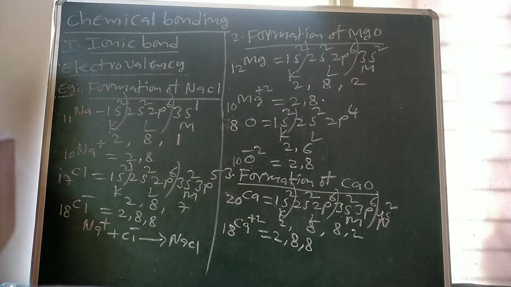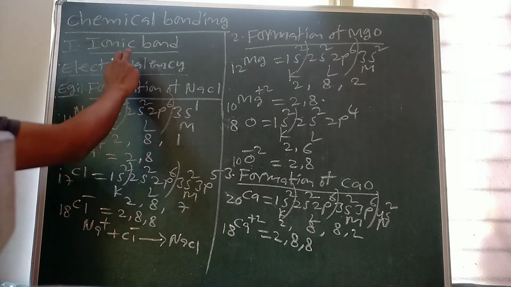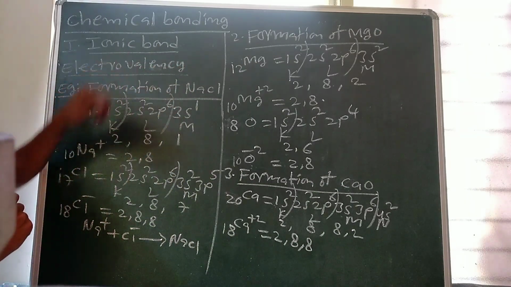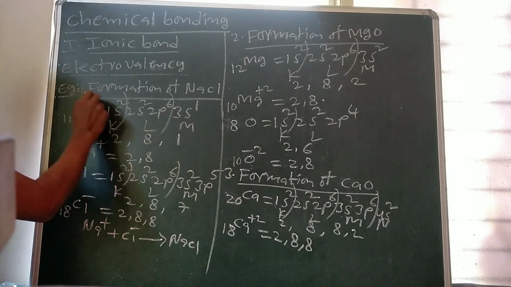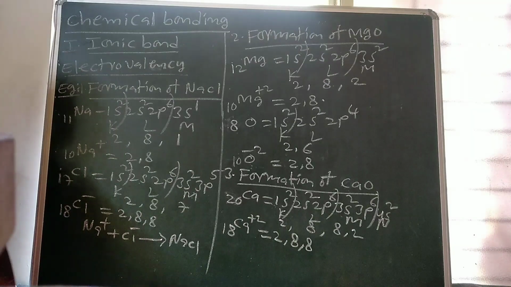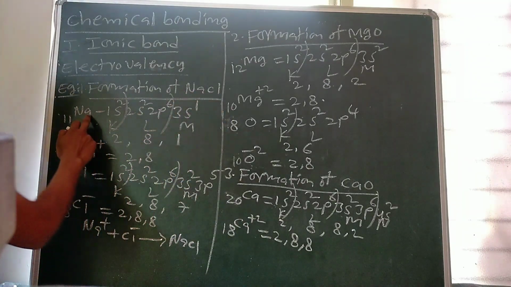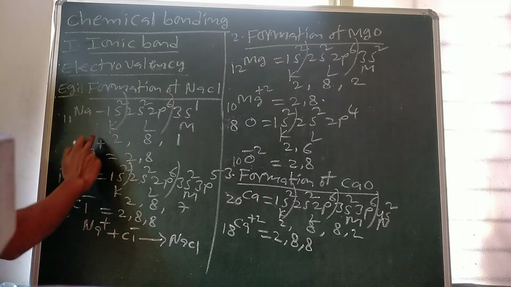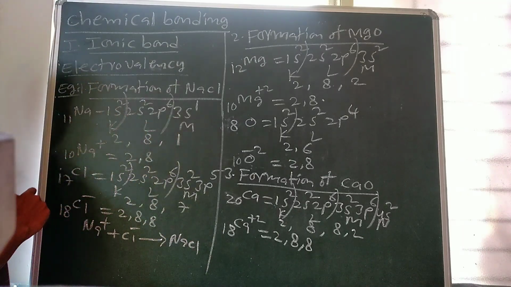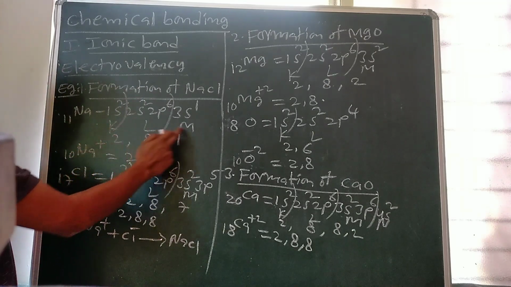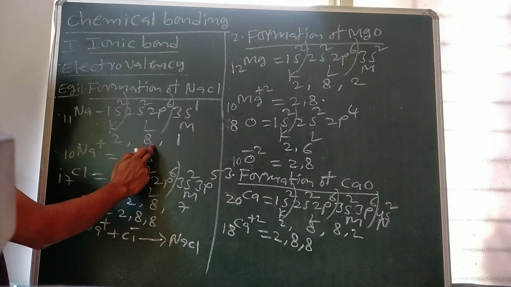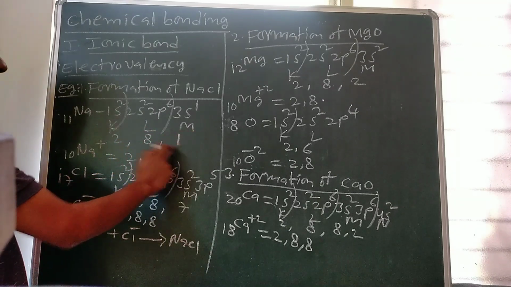Next, electrovalency. The number of electrons that participate in ionic bond formation is called electrovalency. Examples for ionic compounds: first one, formation of sodium chloride. Sodium chloride is formed by the combination of sodium and chlorine. The atomic number of sodium is 11. Electronic configuration is 1s2, 2s2, 2p6 and 3s1. These are divided into shells K, L and M. 2 electrons are present in the K shell, 8 electrons in the L shell, 1 electron in the M shell.